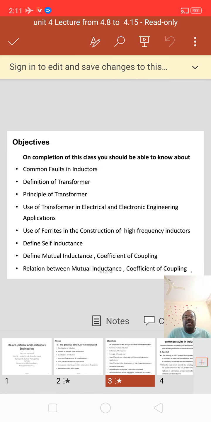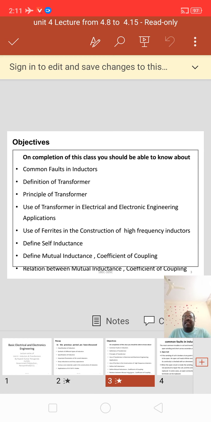On completion of this class, you should be able to know common faults in inductors, definition of transformer, principle of transformer, use of transformer in electrical and electronic engineering applications, use of ferrites in the construction of high frequency inductors, define self inductance, define mutual inductance, coefficient of coupling, relation between mutual inductance and coefficient of coupling. These are the topics which we will learn today.